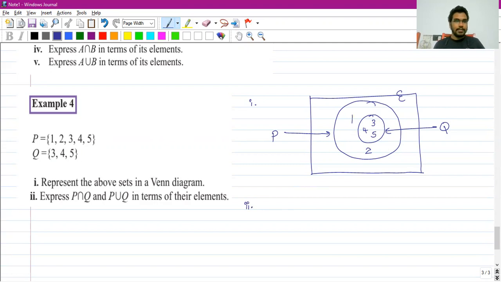Second one, express P intersection Q and P union Q in terms of their elements. We can use both of these methods. P intersection Q. First I will do it using this Venn diagram. P intersection Q means this is the common part for both of these sets.